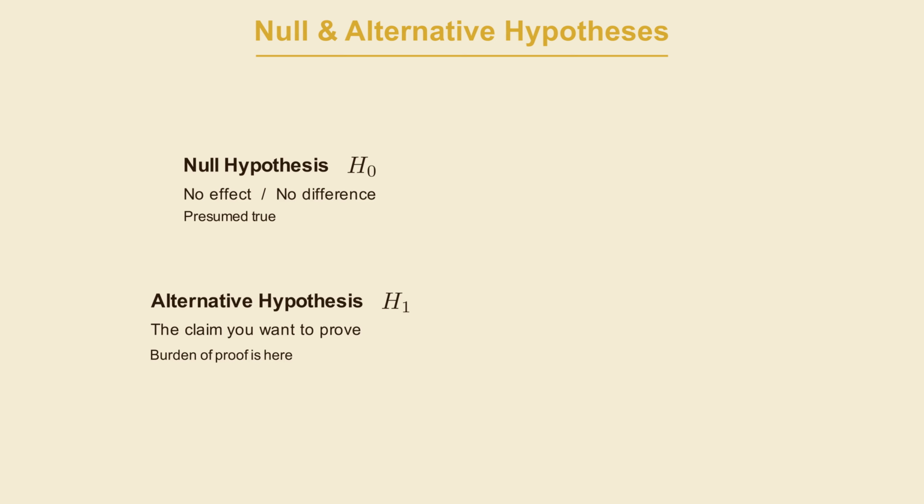The defining property is this. The burden of proof is always on the alternative. The null is presumed to be true. You do not prove the alternative by showing up with data. You reject the null by showing that the data is inconsistent with it.